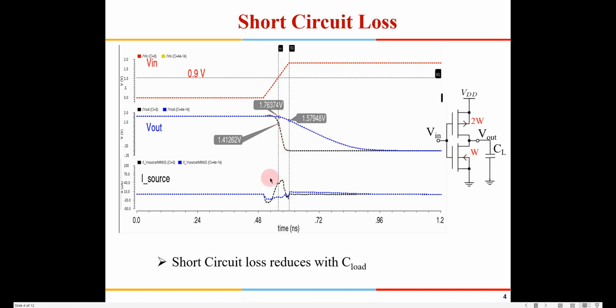So for high capacitive loads, we don't have to bother about the short circuit currents. Is it clear to all of you, or do I need to repeat this aspect? Is it clear to all of you? Can I have some response?